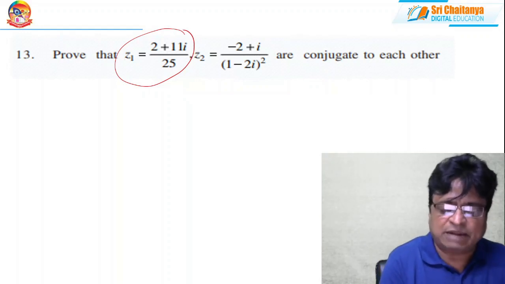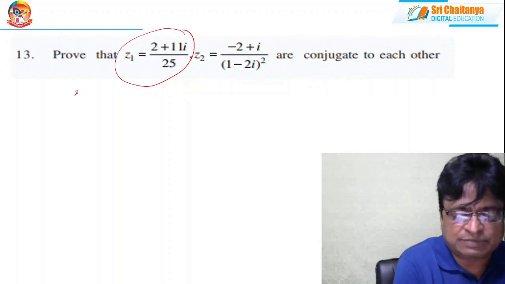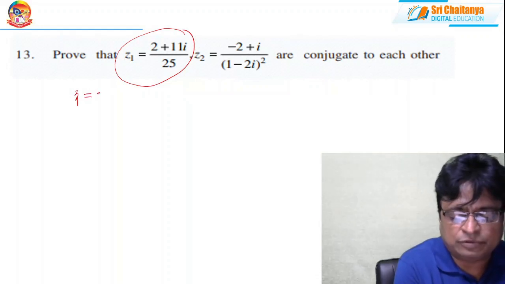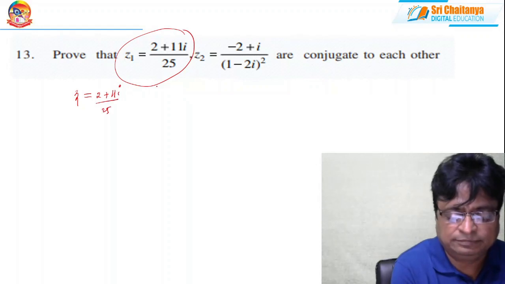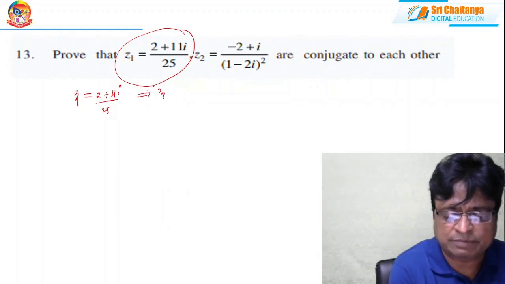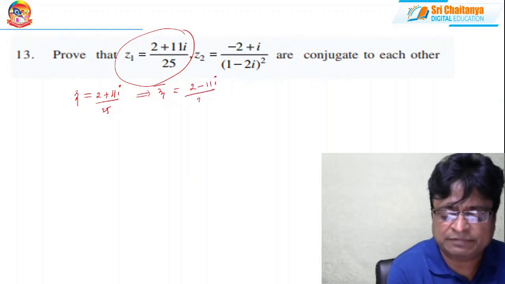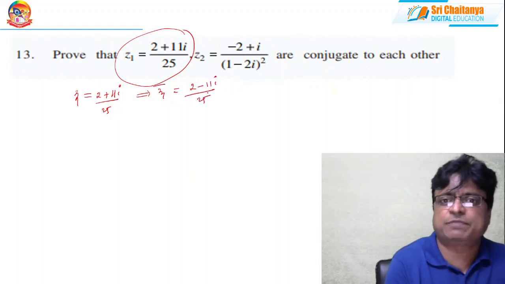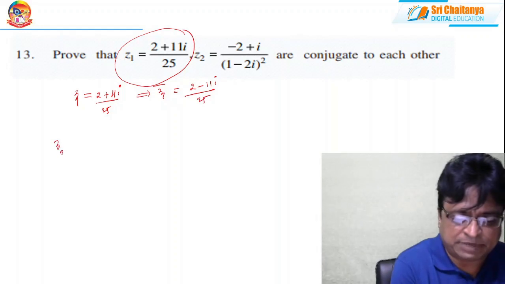Before that, I want to simplify. This is my Z1: Z1 is equal to (2 plus 11i) by 25. So what is my Z1 bar? It is (2 minus 11i) by 25. So for Z1, there is no problem for me. Z2 is important for me.